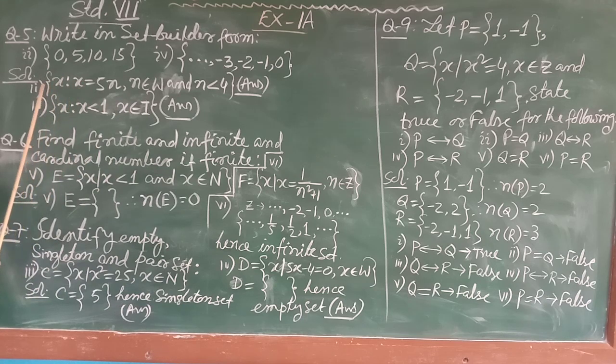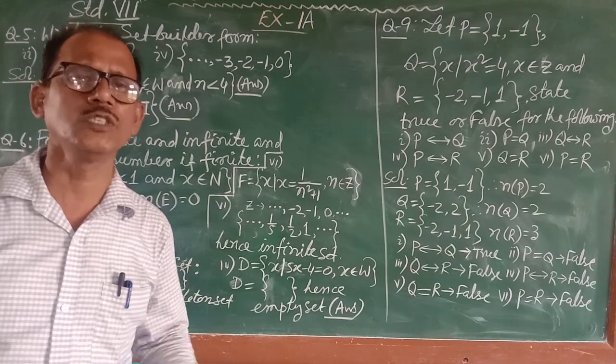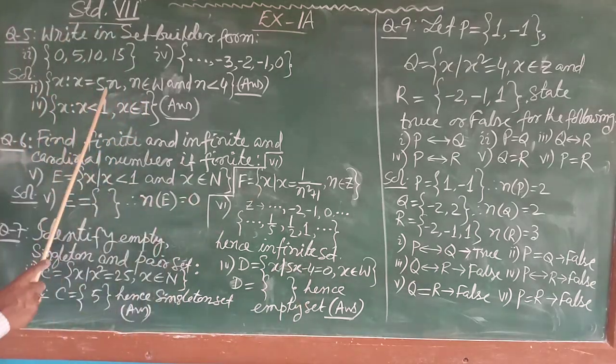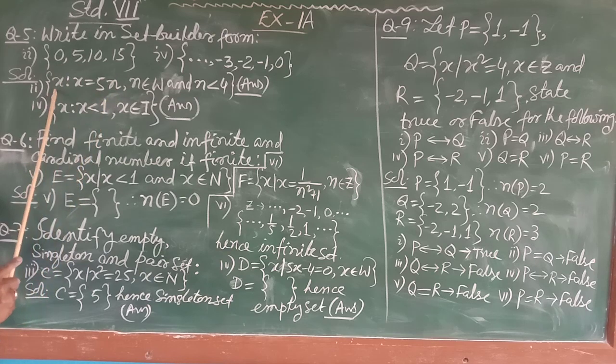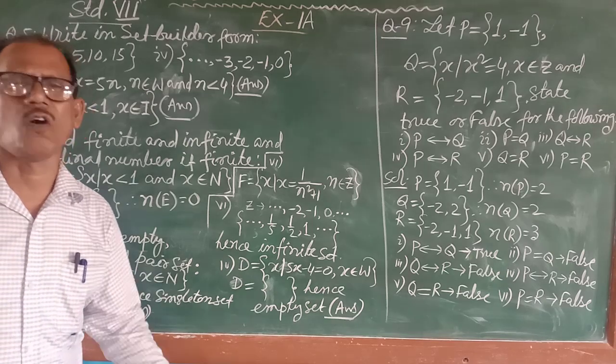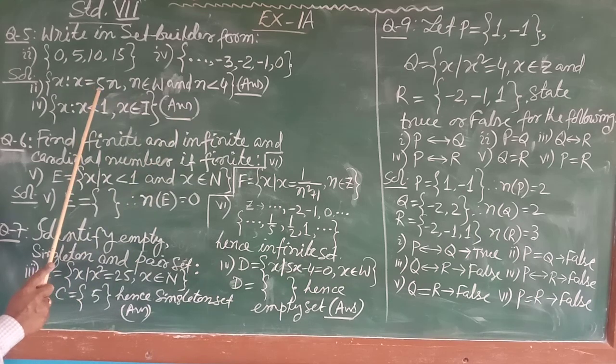X such that x, that is the format to write the set builder method. X such that x is equal to 5n. To write anything as a multiple, we write the multiple into an unknown variable. We take the unknown variable as n because x is already taken. Usually we take x as the unknown variable, if not x, then n or a, something like that. You can put n, there is no problem. So 5n is a multiple of 5.